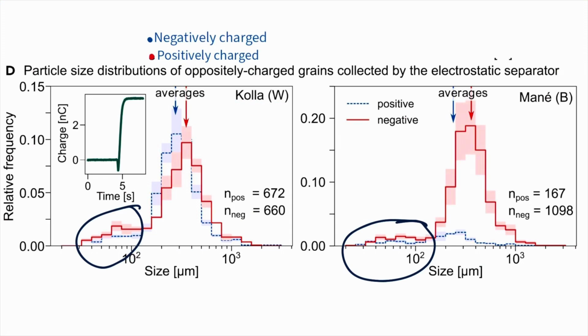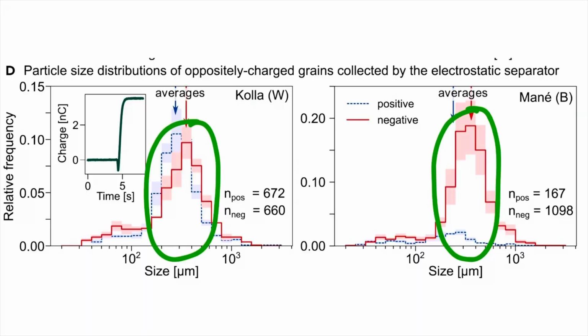And what they also did is they looked at the particle size distribution for the positively and the negatively charged particles. What they found was that smaller particles, by which I mean fines, less than 100 microns in diameter, tend to be mainly positively charged, but they could be both positive or negative. The larger particles, however, are always negatively charged. It is the in-between, intermediate range which determines the overall charge of the grinds.